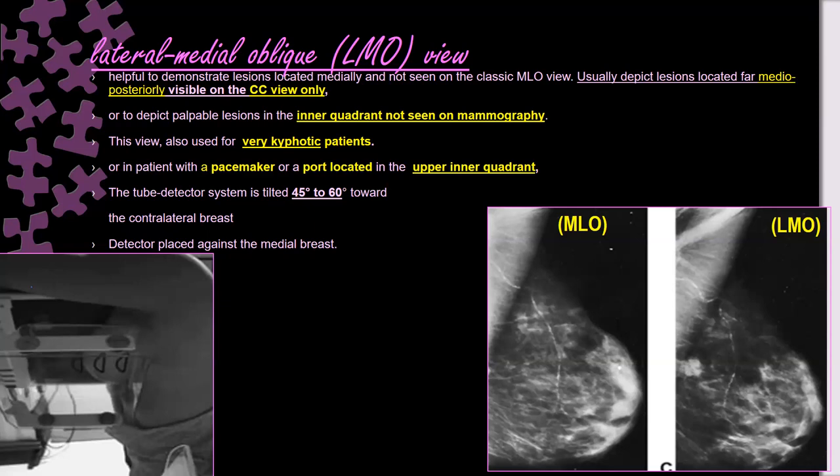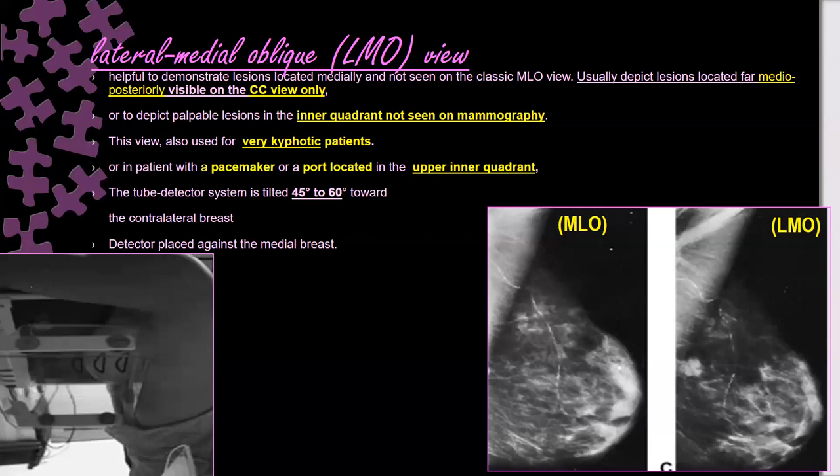We said in the mediolateral, usually we put the detector parallel to the pectoralis major, because most of the breast is aligned along the pectoralis, and the X-ray comes perpendicular to it. But in this way, at the expense of the extreme superior medial breast, it is usually out of the field of mammography because it is fixed and a little bit away. It might not be covered by the compression in this standard view.